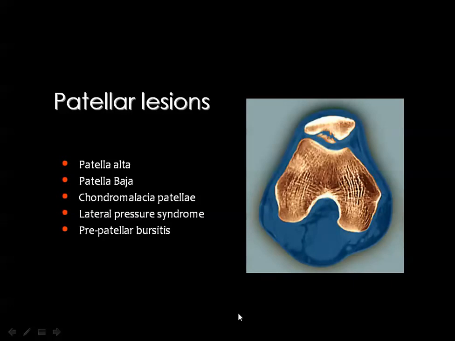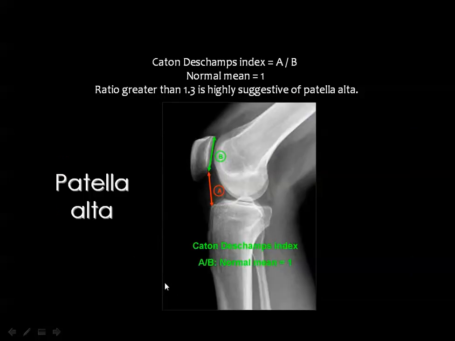Then we came to the patellar lesions, and we will discuss the patella alta, patella baja, chondromalacia patella, lateral pressure syndrome, and the prepatellar bursitis.